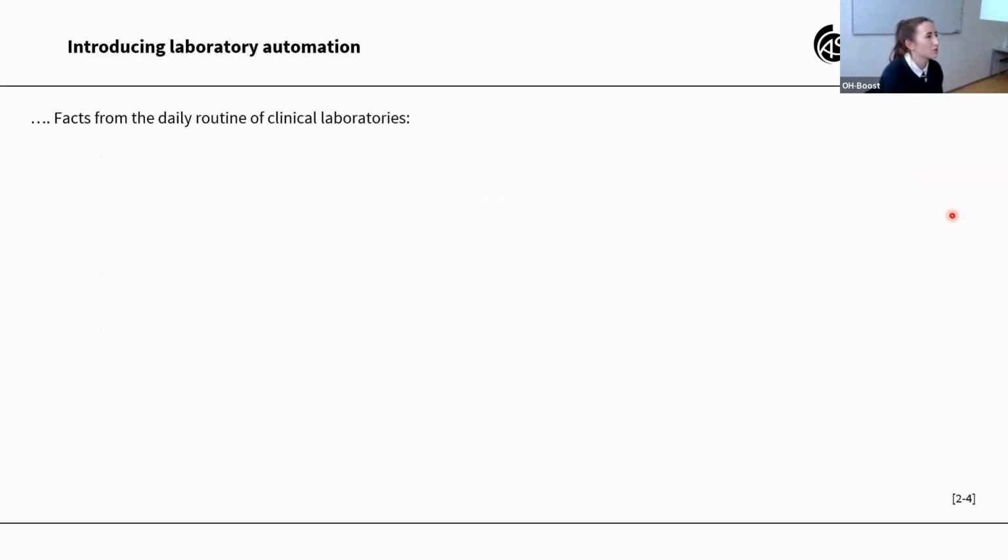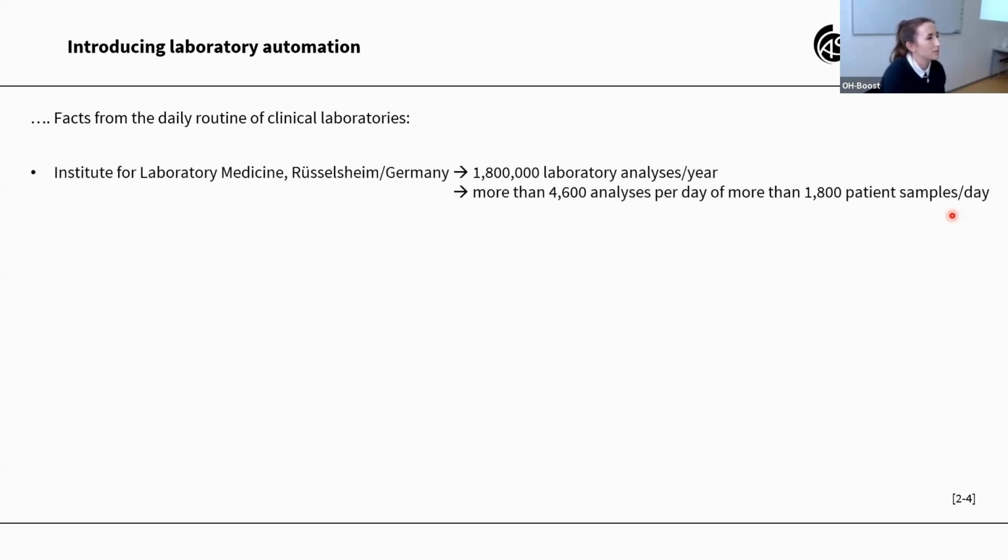And therefore, I want to show you some facts about the daily routine of a clinical laboratory. And these facts are from Germany, so there are numbers from clinical laboratories, but this also applies to the whole of Europe. So for example, the Institute for Laboratory Medicine in Rüsselsheim, Germany, in Western Germany, is able to analyze 1.8 million laboratory analyses per year. This means 4,600 analyses per day, which are more than 1,800 patient samples per day.